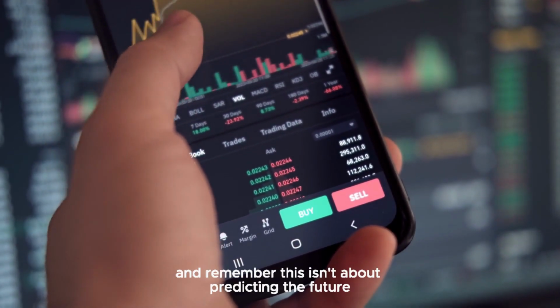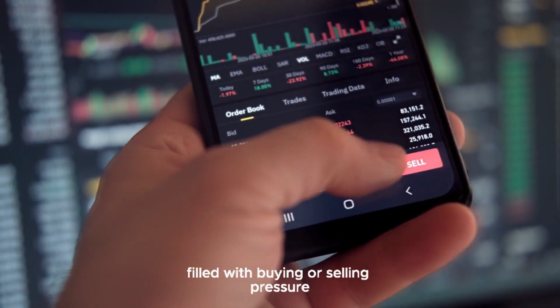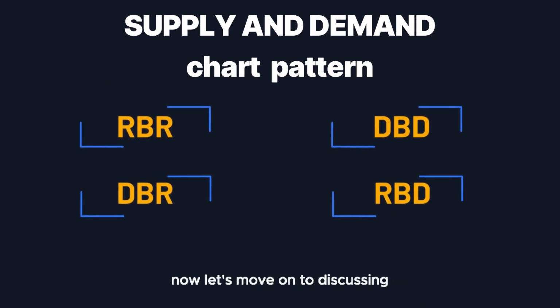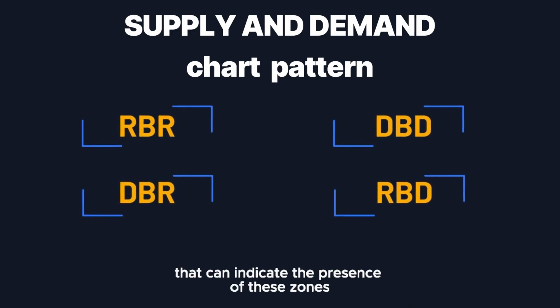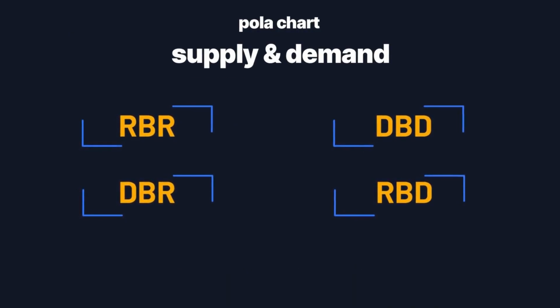And remember, this isn't about predicting the future, but about reading the market's reaction to zones filled with buying or selling pressure. Now let's move on to discussing the typical patterns on the chart that can indicate the presence of these zones. We're going to talk about 4 main patterns.